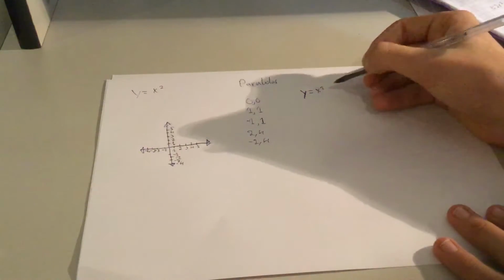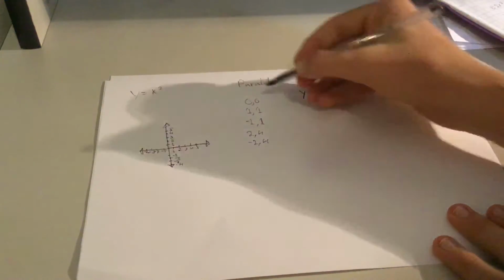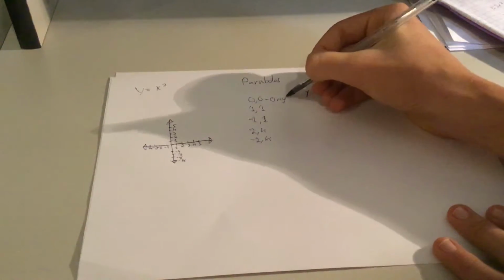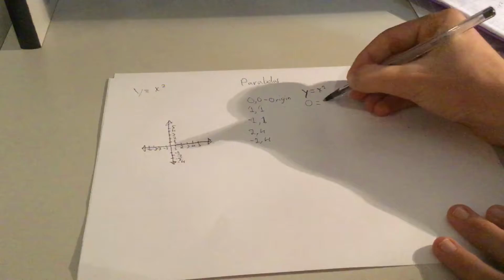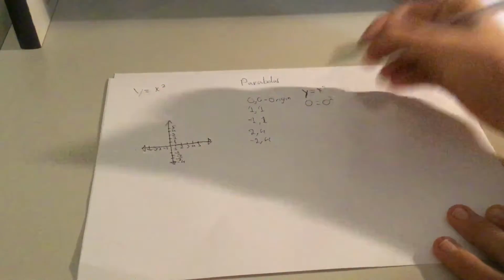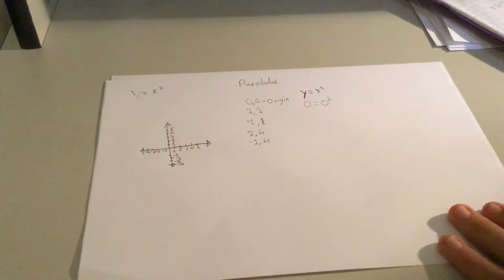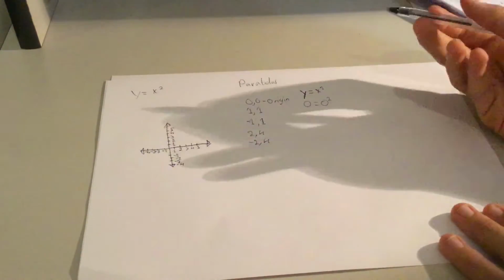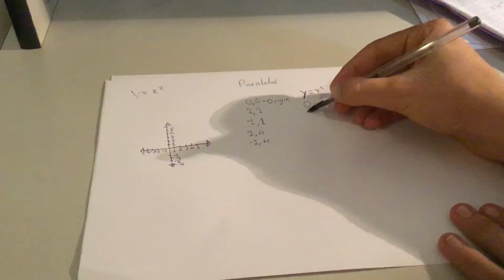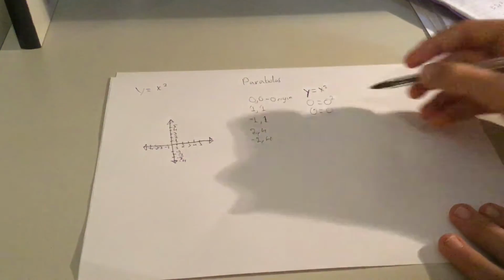So if we say our y coordinate is equal to our x coordinate squared, we look first at our origin point, which is 0, 0. Our y coordinate is 0 and our x coordinate is also 0. So here we have y equals 0 squared. Does that work? Well, 0 squared is 0 times 0, and 0 times 0 is 0. So that's right, we can say 0 equals 0.